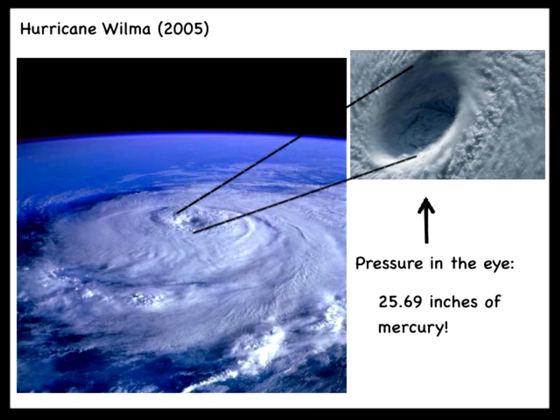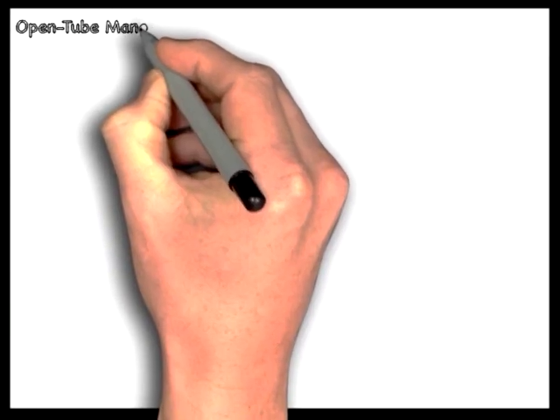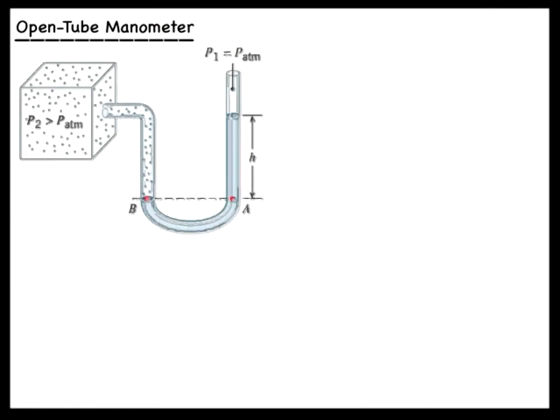Another common type of pressure gauge is an open-tube manometer, which consists of a U-shaped tube with one end open to atmosphere. The tube contains a liquid, which again is often mercury, and the other side is connected to a container at a pressure P2 that is being measured.